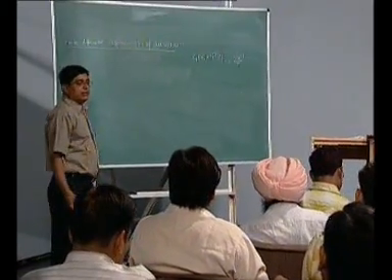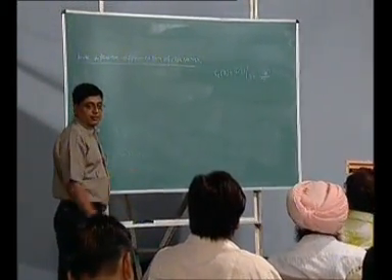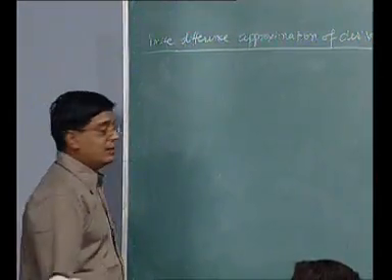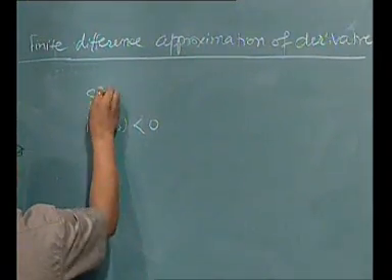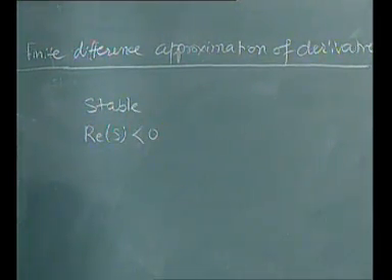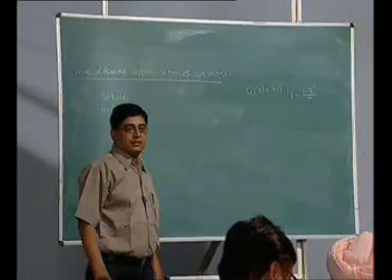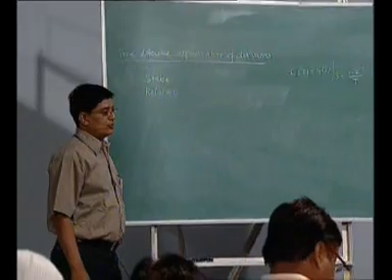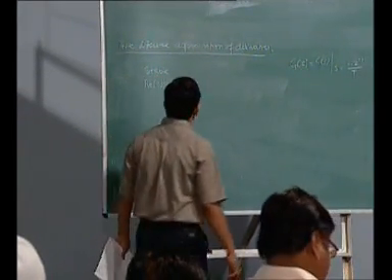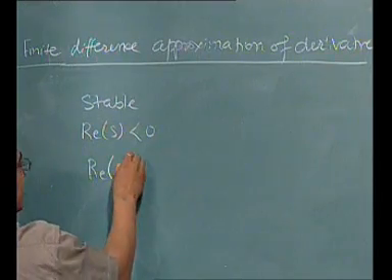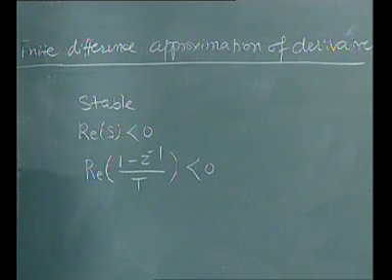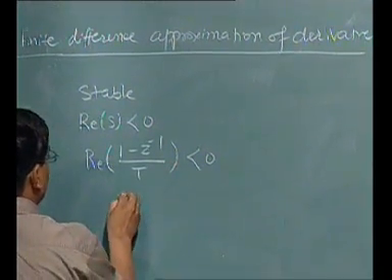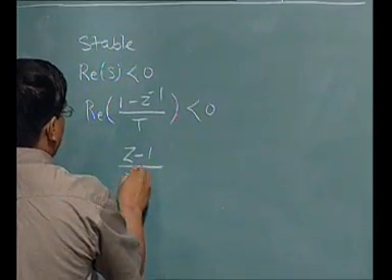So we know that the left half of the S plane is stable if the poles are there. So we can write the real part of S less than 0 for stable. For the system to be stable, the real part of S should be less than 0. So I can write here (1 minus Z inverse) upon T less than 0, or (Z minus 1) upon T Z.